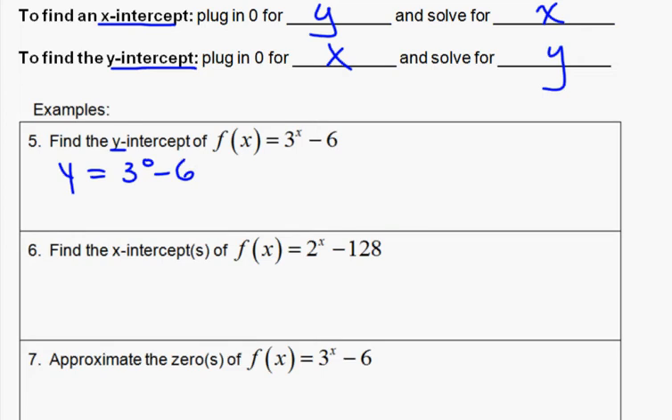Now here, we're just going to follow the order of operations to evaluate. And I personally think it's really important to make sure you write it this way, because a lot of times people plug in 0 and think everything goes to 0. That doesn't happen here. When you have 3 to the 0th power, that's going to equal 1. So now we have 1 minus 6. That means my y-intercept is going to be negative 5.